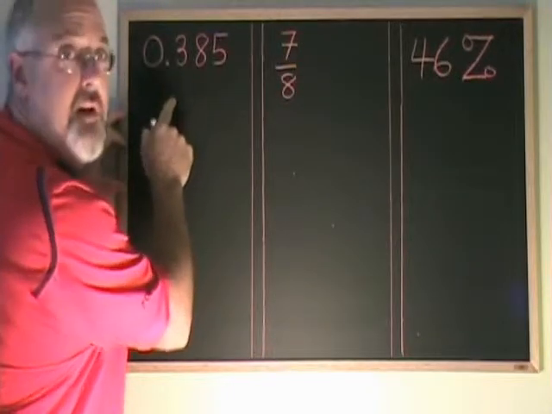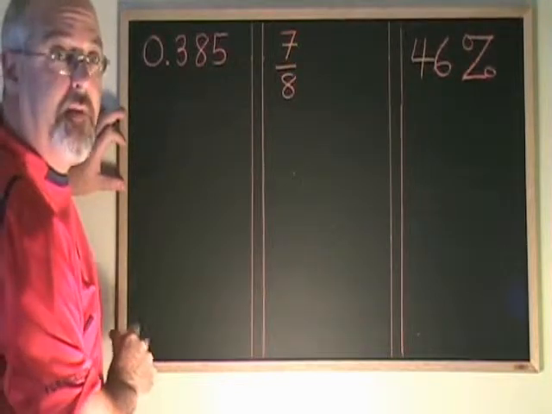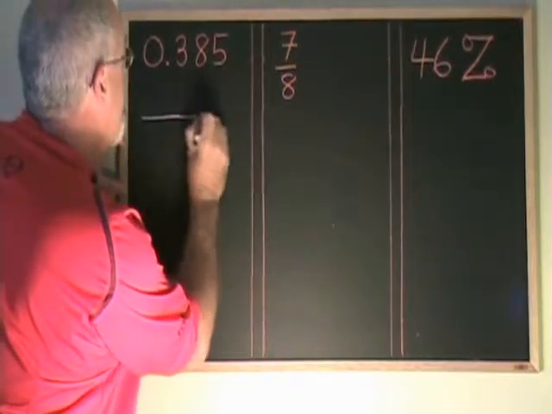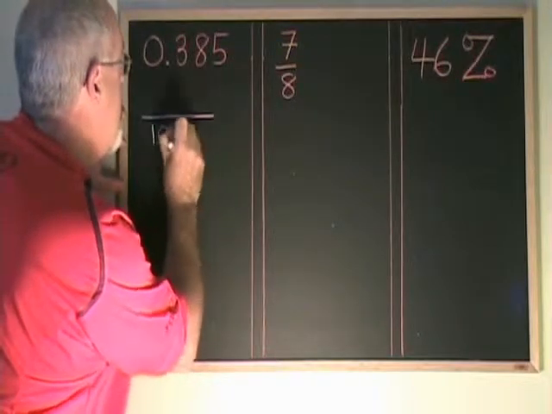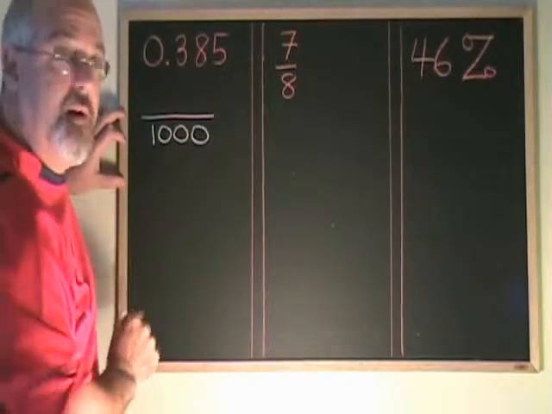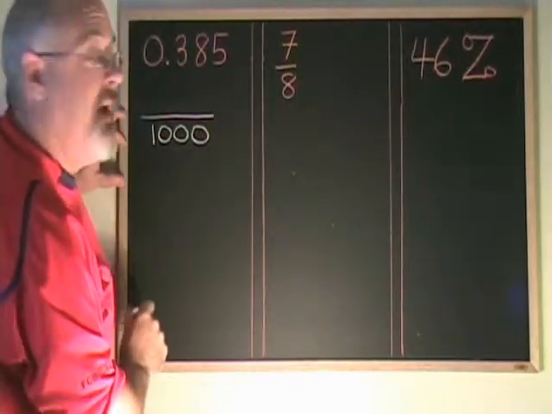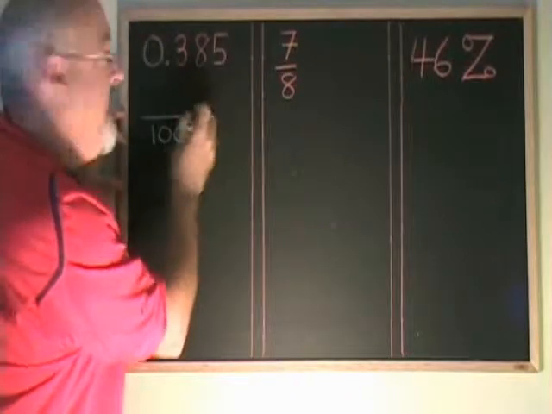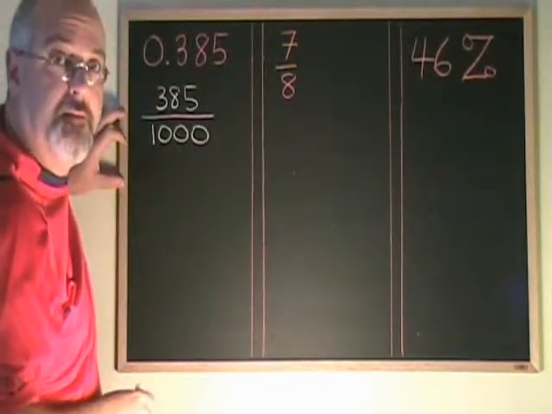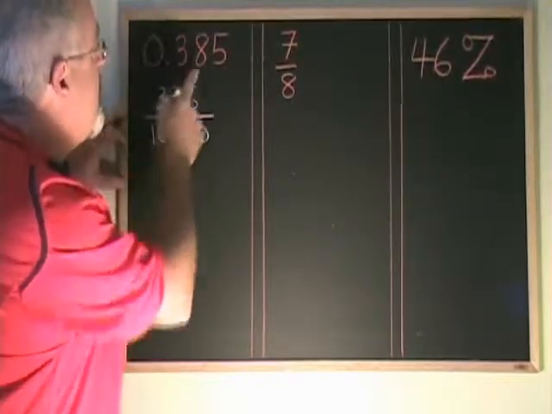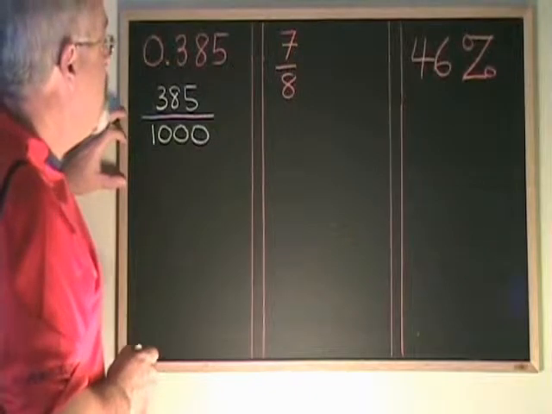We count how many numbers we have after the decimal point, and we have 3. So what we do is we make a big fraction line. We put 1,000 on the bottom, a 1 with 3 zeros, 1 for each of these numbers. And then we put the number 385 on the top with no decimal.